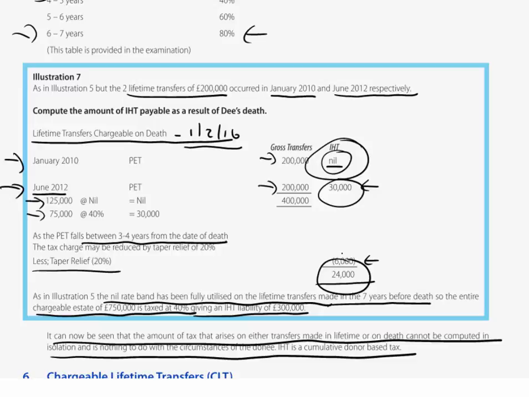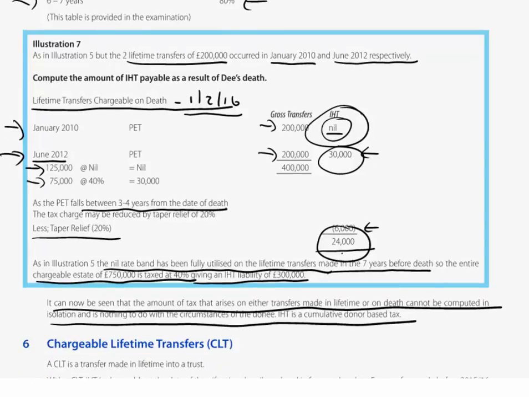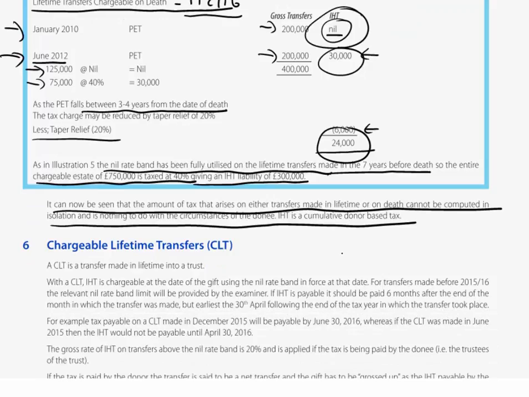Now, we said that there were two types of lifetime transfer where tax charges may arise. There were three types of transfer in total, but one of them, transfers to spouses or civil partners, was exempt. So there would be no tax charge either in lifetime or when you die. But other than PETs, there were then CLTs, chargeable lifetime transfers.